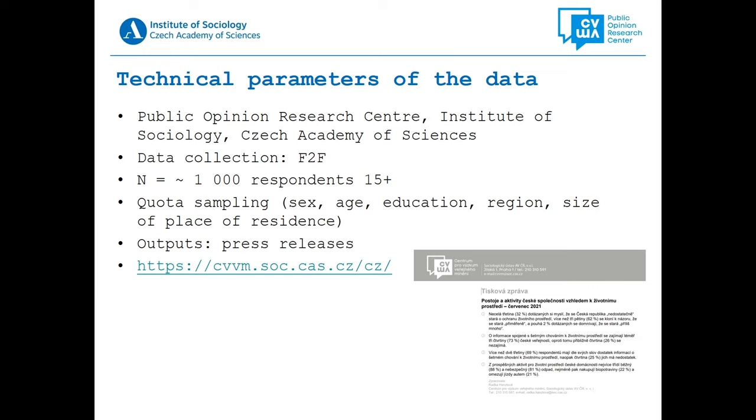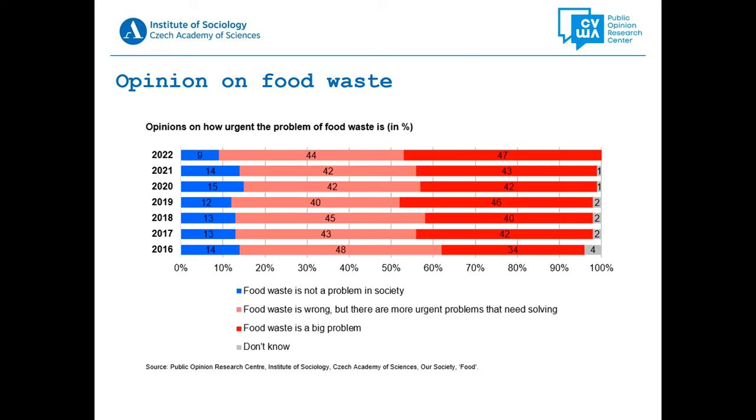And now to the results. I would start with the general questions on how the Czech public views food waste. From this graph, we can see that according to the latest survey from this year, almost half of respondents consider food waste to be a big problem, and another 54% of respondents see food waste as something wrong, but also see more urgent problems to be solved. Overall, from time comparison, we don't see much change, but in this survey from this year, we note the highest severity of the problem of food waste.